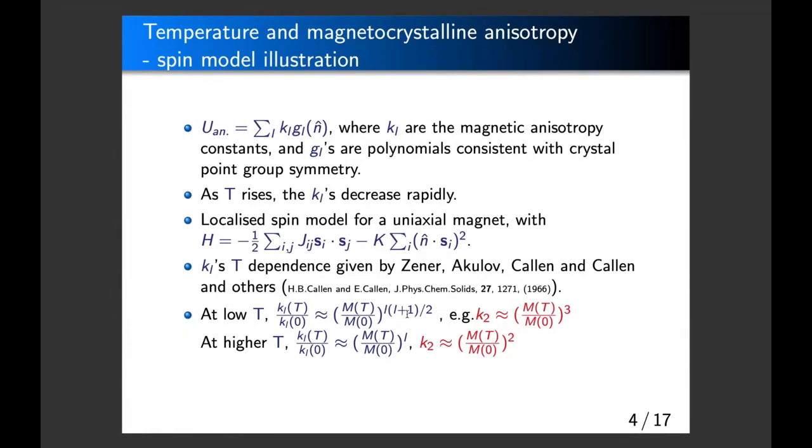And so that means at low temperatures, these anisotropy coefficients will decay proportional to the cube of the magnetic order. And at higher temperatures, when you approach Tc, the decrease is not so great. It decreases to the power 2.